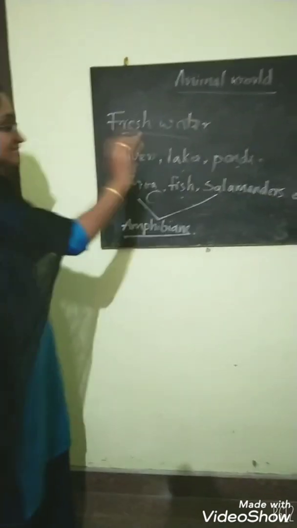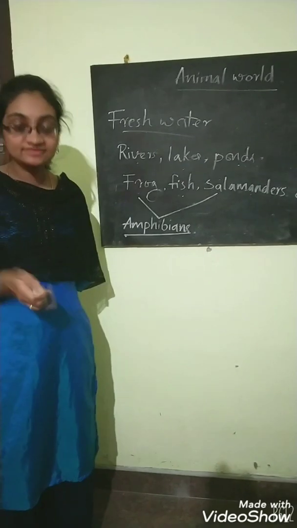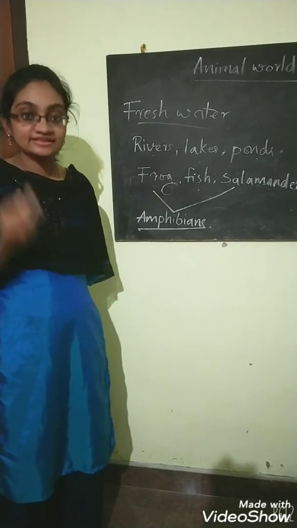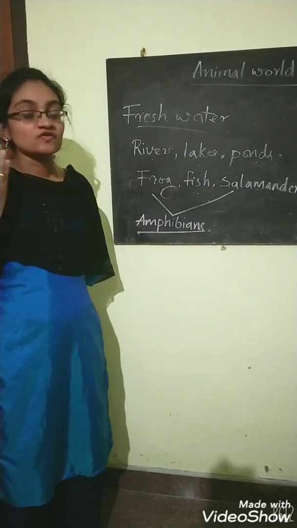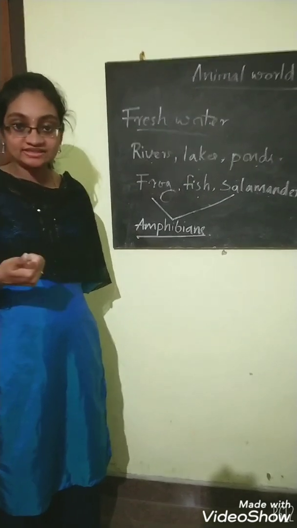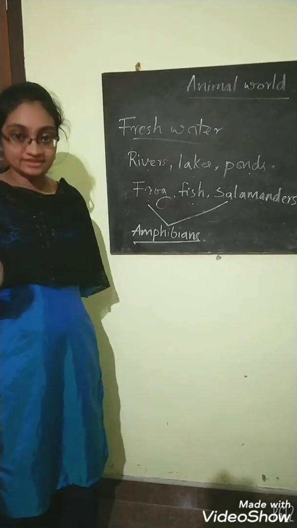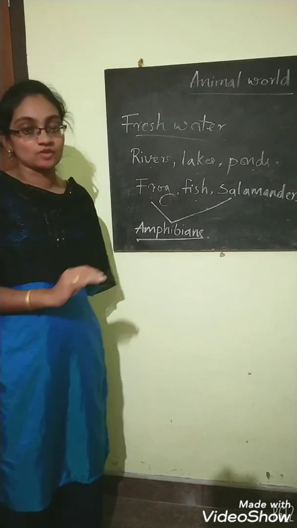So in this lesson we discussed different habitats. They include forest, desert, ocean, freshwater, then polar region and mountains. I think it's clear. Now we can move to the next topic.